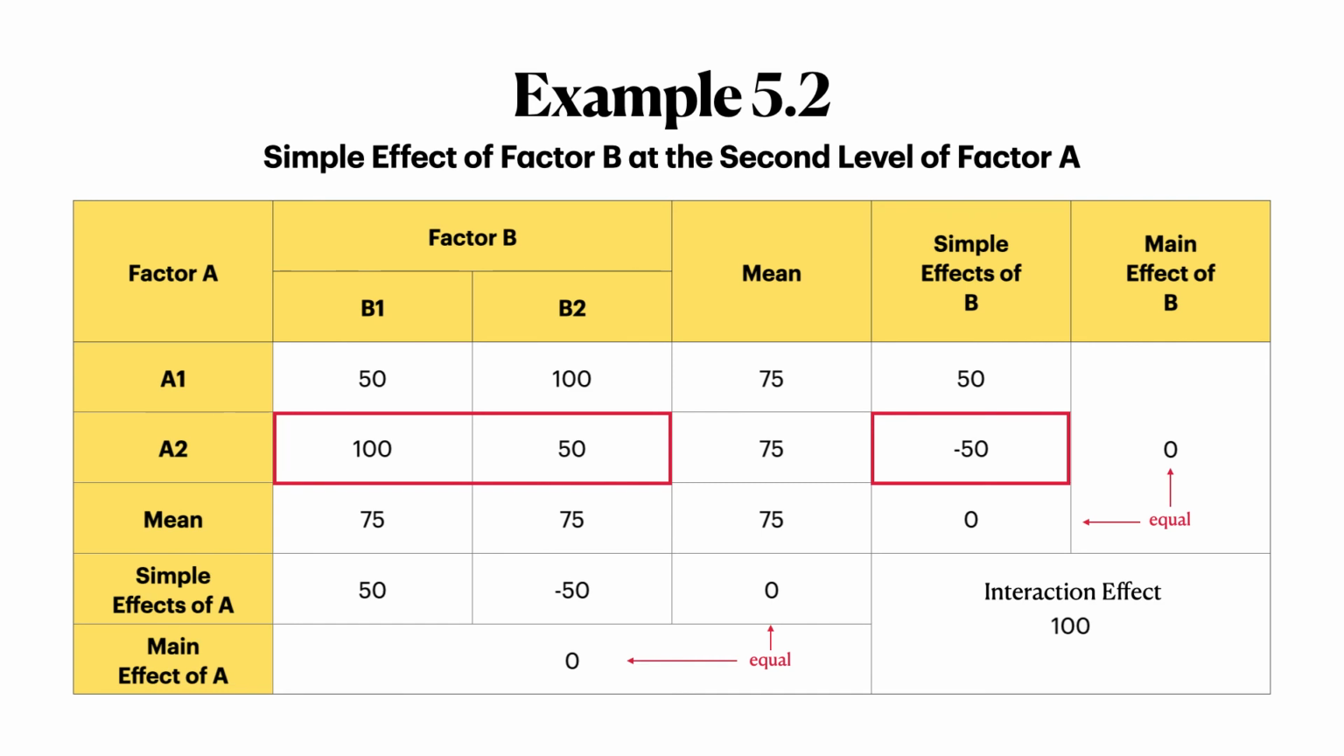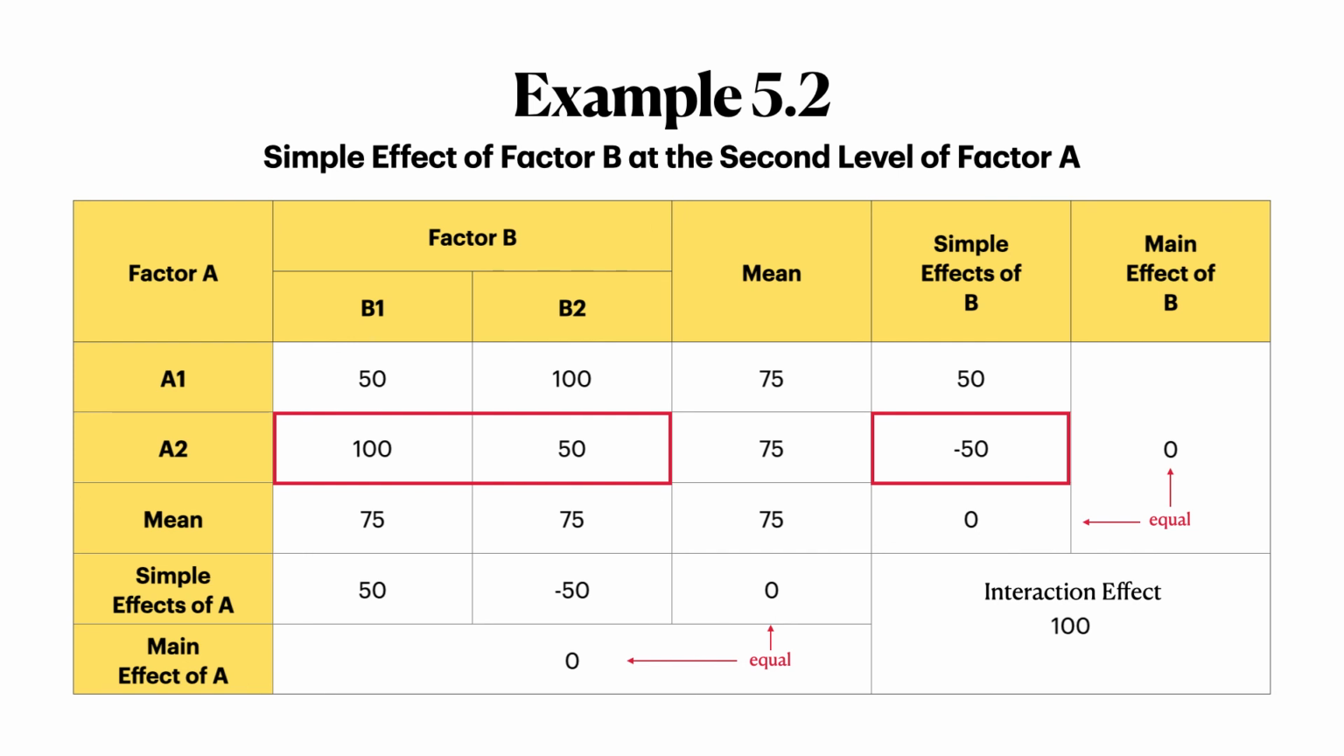At the second level of factor A, the effect of B2 relative to B1 is not an increase of 50 units like it was at the first level, but a decrease. So that simple effect is negative 50. So factor B, even though it has a main effect of 0, which, if that's all we looked at, we would say, well, factor B must not be important because its main effect is 0. Well, that's completely untrue. We see that factor B does impact the response. It just impacts it differently depending upon which level of factor A we're talking about.